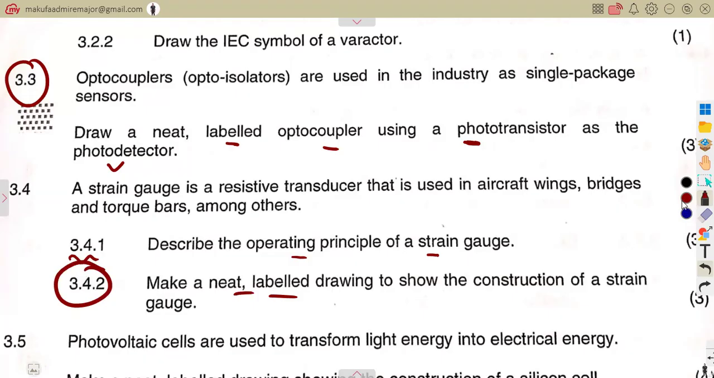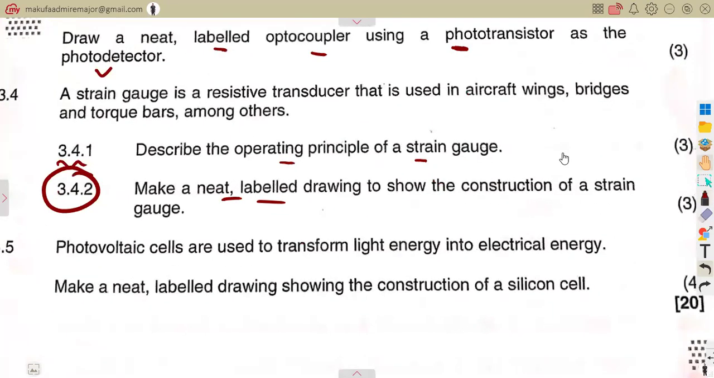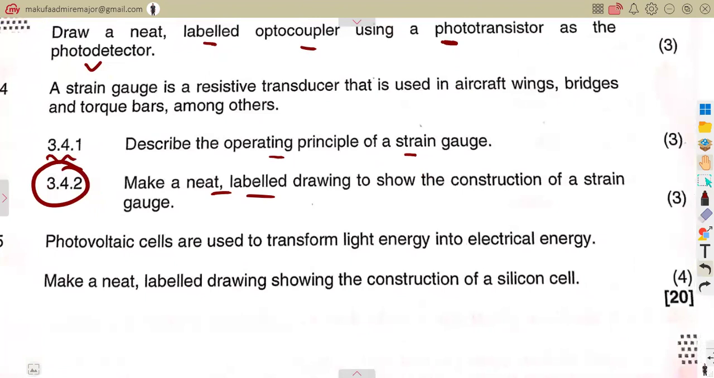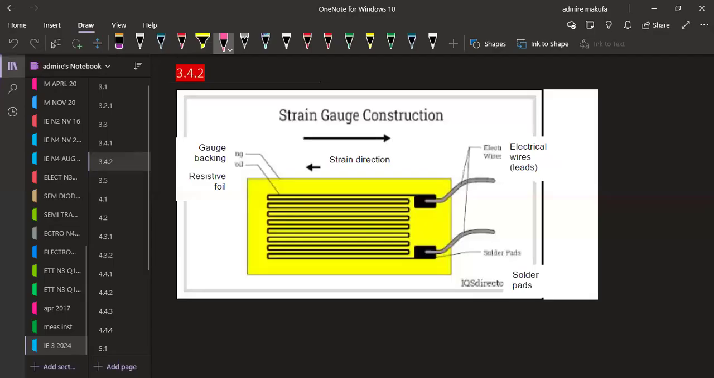Make a neat labeled drawing to show the construction of a strain gauge. So there they wanted us to have the construction of a strain gauge. They're going to consider different diagrams there. From the one that I'm having, we have the gauge backing, the resistive foil, which is this part for the strain detection. Then we've got the electrical wire leads, and the solder pads, which are given there. So, okay, that is what we got, guys. And if you've got another diagram that you were taught, use that diagram.